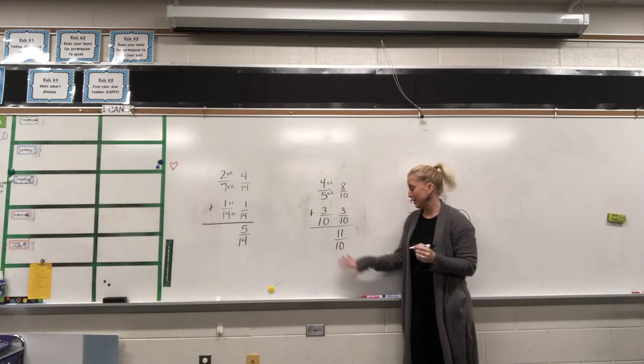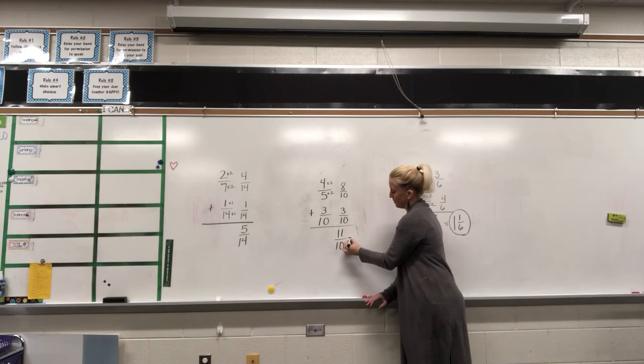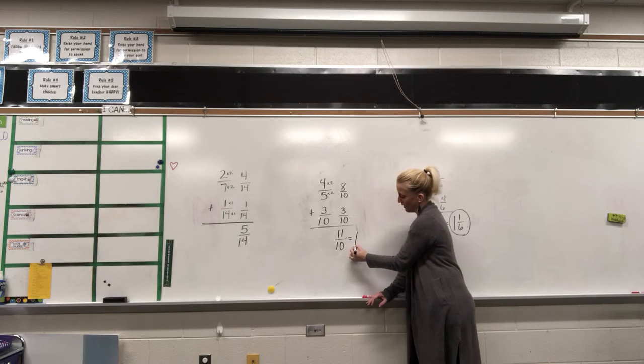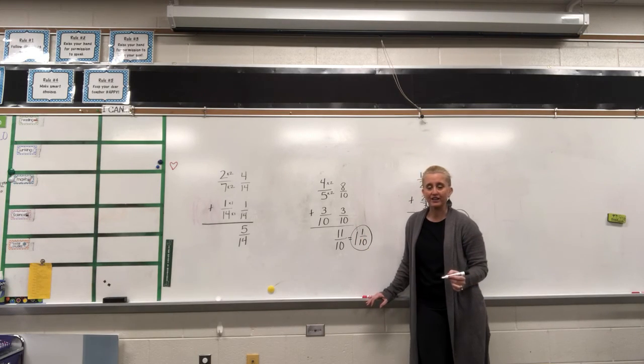So again, great answer right here. We want to simplify it. So we're thinking, okay, well, 10/10 would be 1, and 1 left over would be 1 out of 10. So 1 1/10 would be our final A plus answer.